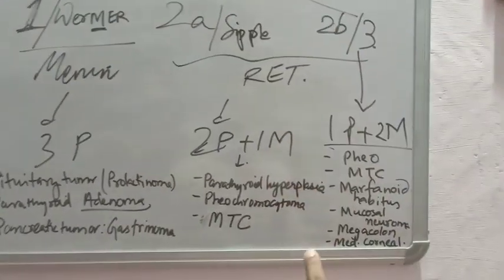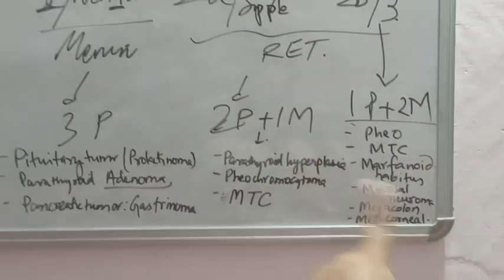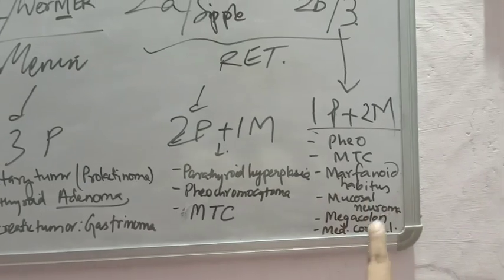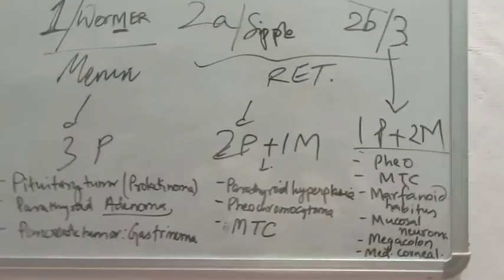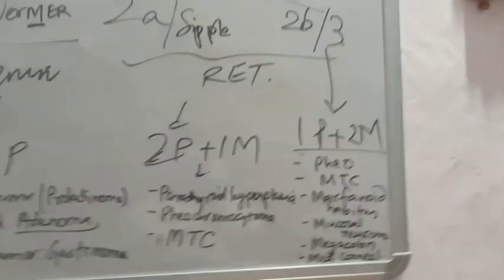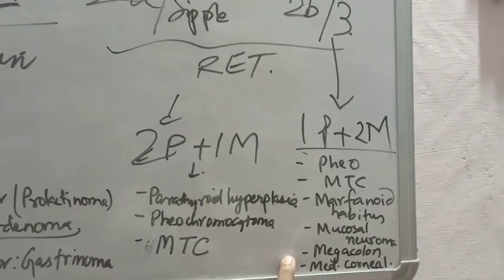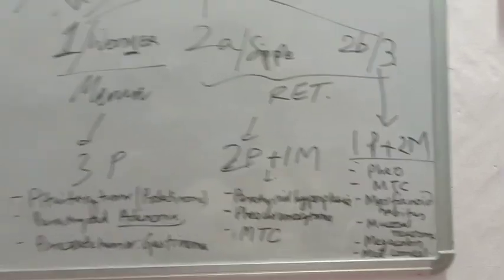In MEN 2B or MEN 3, you have pheochromocytoma, medullary thyroid cancer, then Marfanoid habitus, mucosal neuromas, megacolon and medullated corneal fibers. Okay. Now remember, all of you ignore these last three: mucosal neuroma, megacolon and medullated corneal fiber. Everyone just forgets it. Okay.